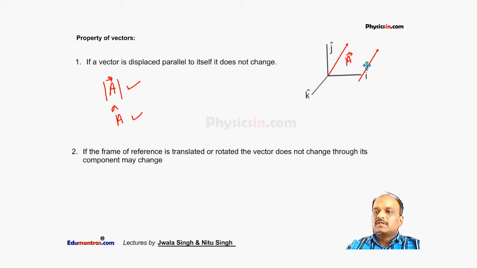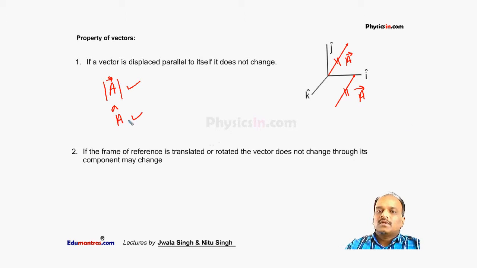Means a vector is independent of its position. If I put it here, then also it is vector A. If I put it here, then also it is vector A. So irrespective of position, if the magnitude and direction of the vector are the same, the vector will remain the same. So this vector and this vector are actually similar vectors, or you can say both are the same.